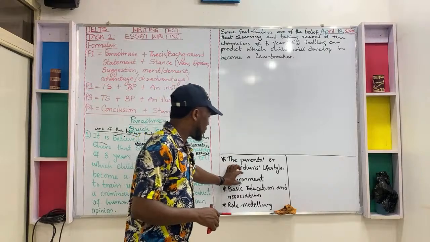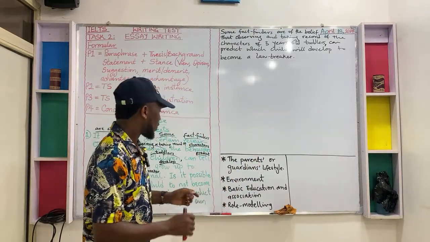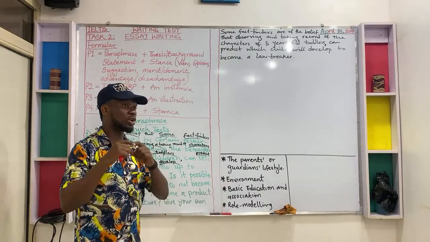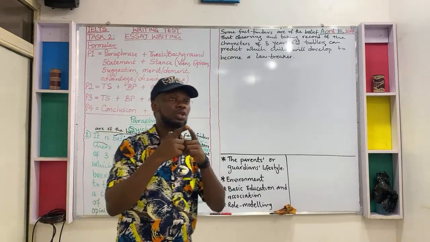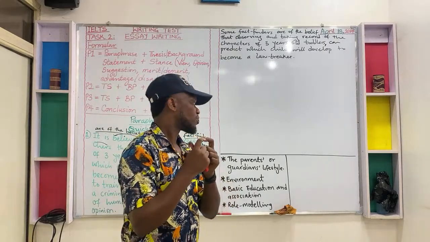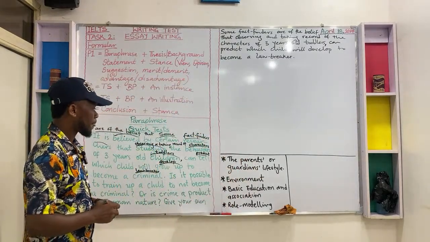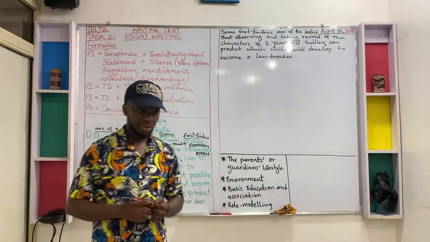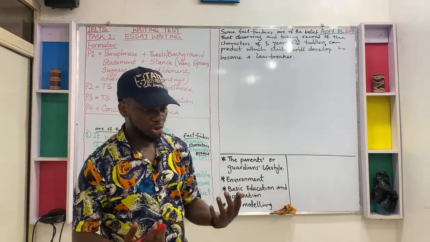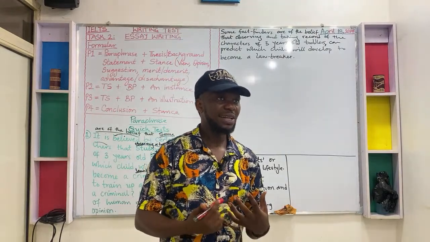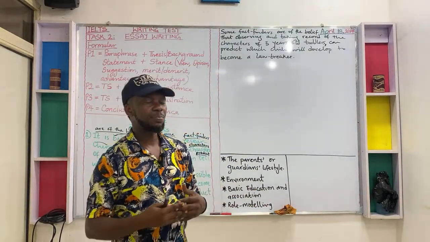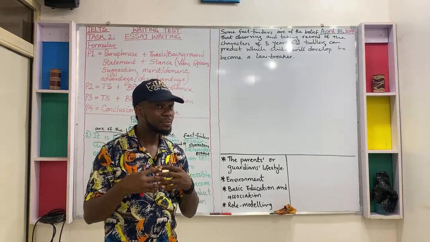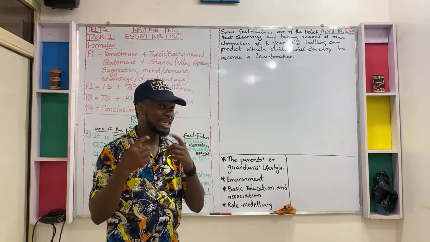So it is very important that you find environment as a key factor that determines whether or not a child can be trained to not become a criminal. Then here, basic education and association. When children go to school or wherever they go to learn, it is important to observe or monitor what they learn and the people they associate or mingle with.